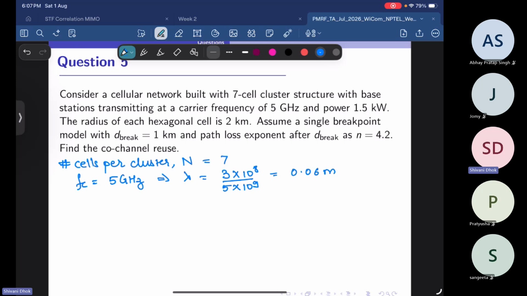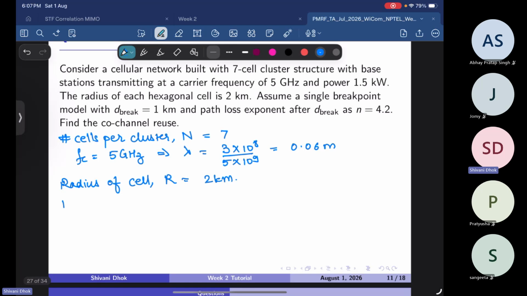Then the radius of each hexagonal structure is 2 kilometers. So the radius of the cell, that is R, is 2 kilometers. Then it says assume a single breakpoint model with D break as 1 kilometer. So the path loss model is breakpoint with D break as 1 kilometer and path loss exponent as 4.2.